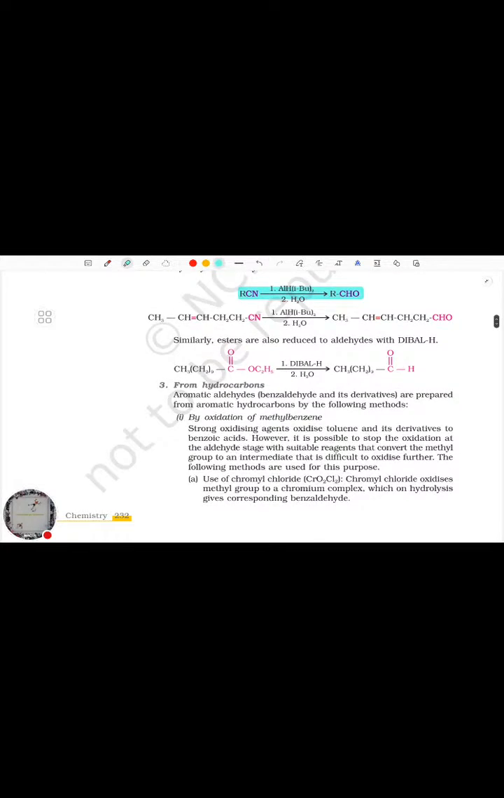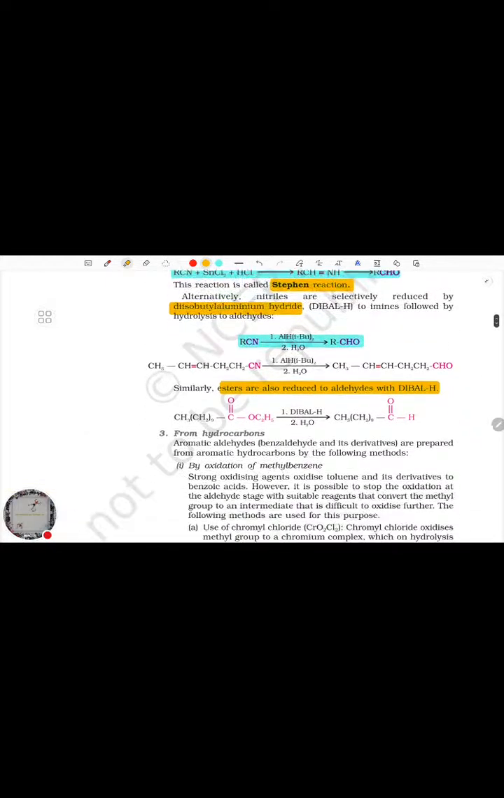Similarly, esters are also reduced to aldehydes with DIBAL-H. So esters can be reduced in the same way. This is one important part: esters are also reduced to aldehydes with DIBAL hydride.